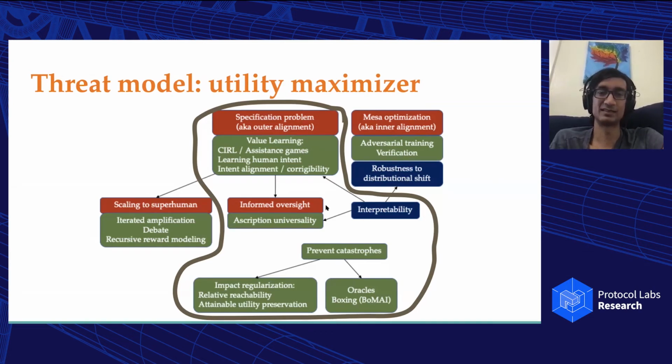Informed oversight is, well, maybe I won't go into that. The reason I don't have scaling to superhuman in there is mostly because the specific methods that people have proposed are very learning focused, and it's not clear how you would translate them into this other regime. But I do think that in general, figuring out how you scale to superhuman performance is a thing you would want to be thinking about in this paradigm as well.